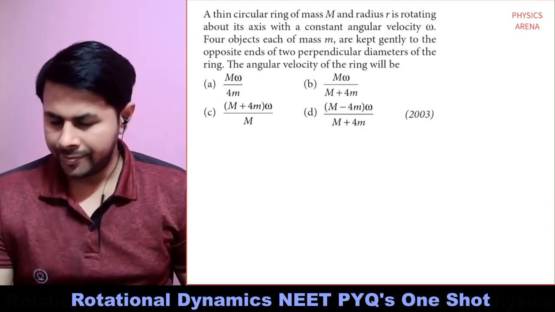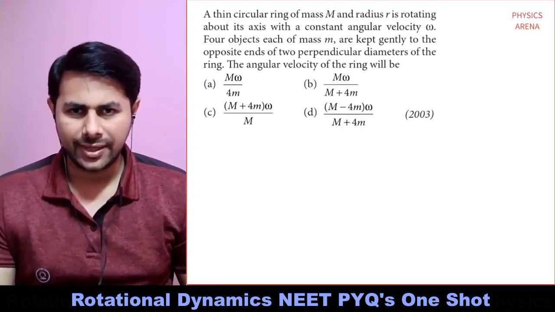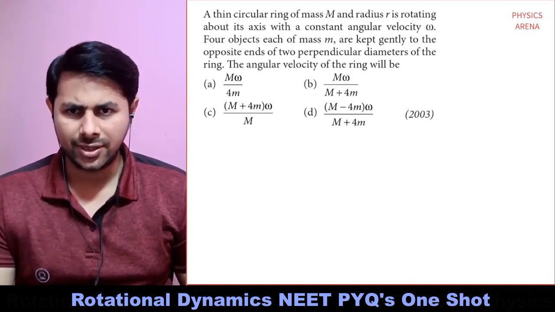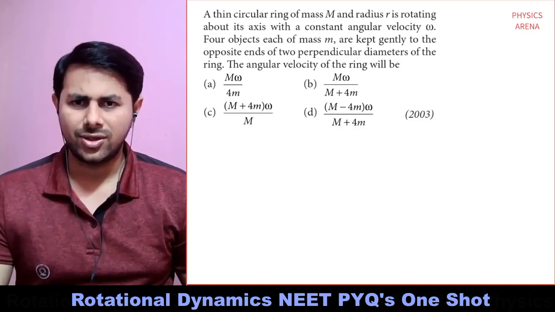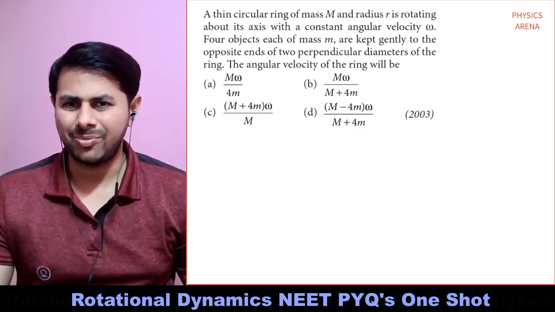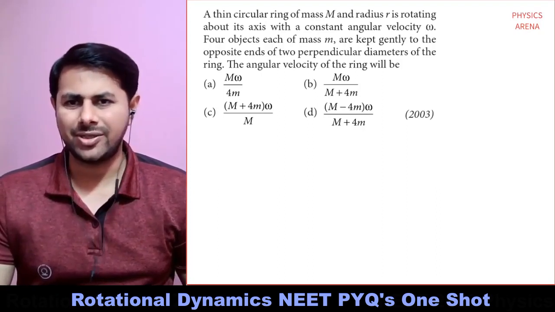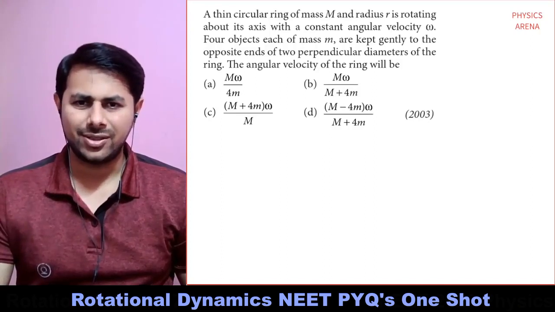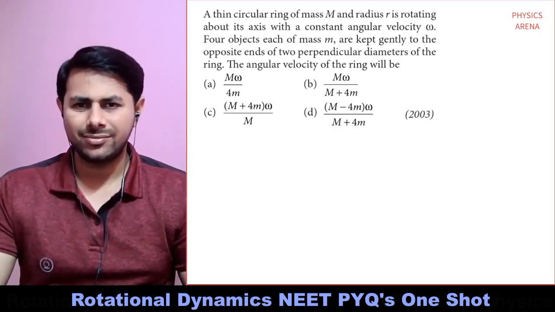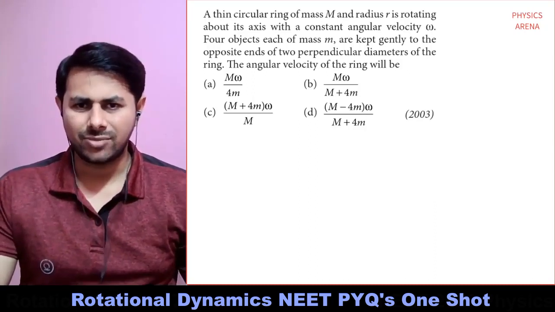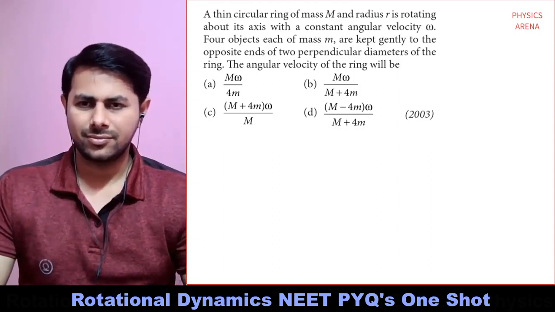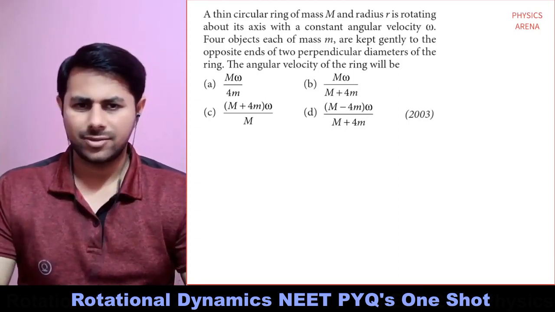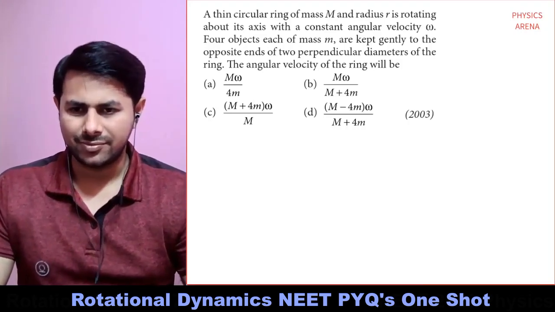A thin circular ring of mass m and radius small r is rotating about its axis with constant angular velocity omega. Four objects, so earlier it was two, now there are four objects, are kept gently at the opposite ends of two perpendicular diameters of the ring. The angular velocity of the ring will be. So who can just observe and tell me which would be the answer? Right, exactly. It will be option B.